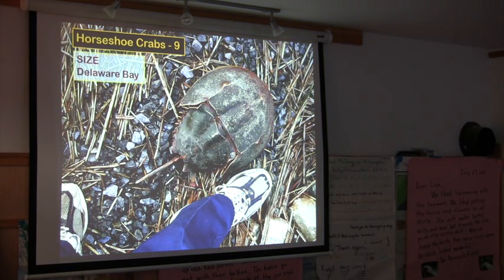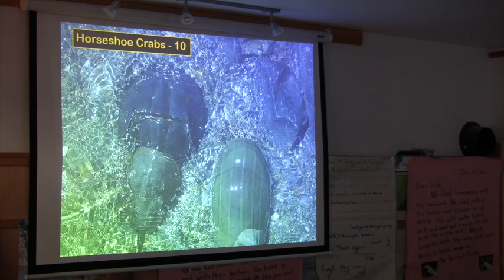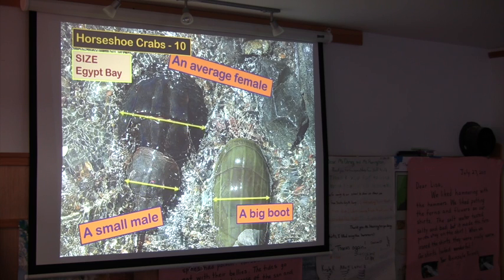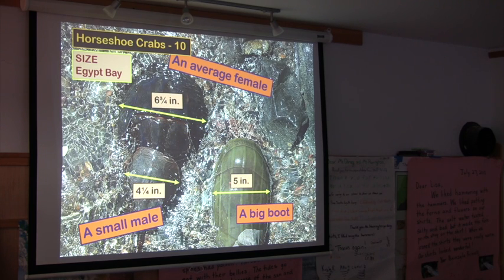In Delaware, here's a small female in my foot. Here in Taunton Bay, in Egypt Bay, an average female, a small male in my big foot. And you see the male is less wide than my foot, half an inch narrower. So that's my gauge for the size of horseshoe crab.